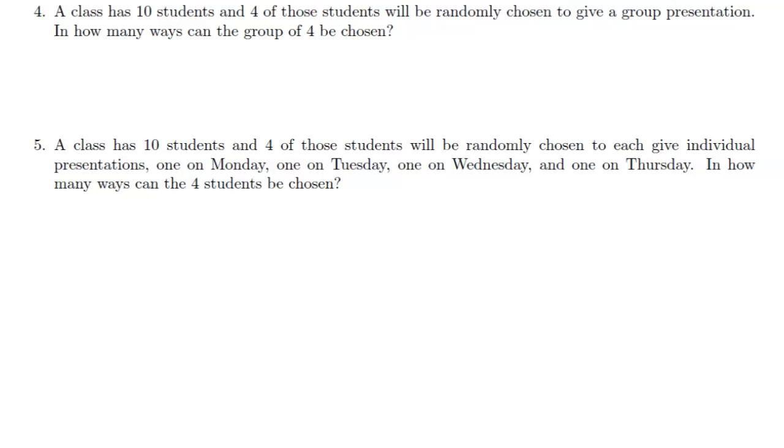Take a look at question 4. It says a class has 10 students and 4 of those students will be randomly chosen to give a group presentation. In how many ways can the group of 4 be chosen?